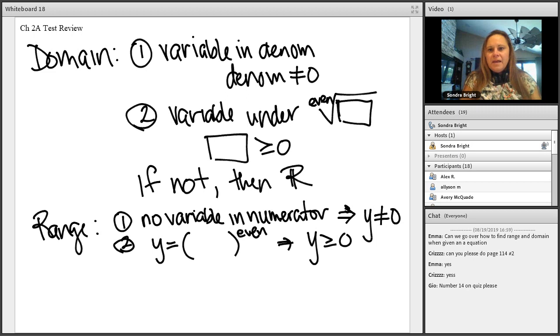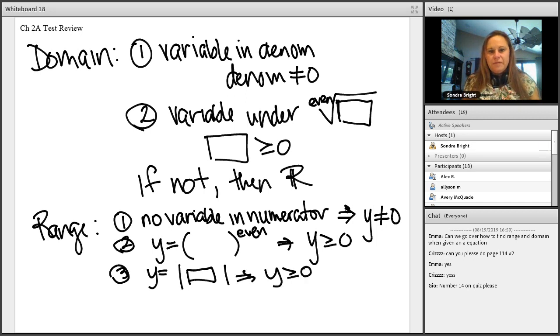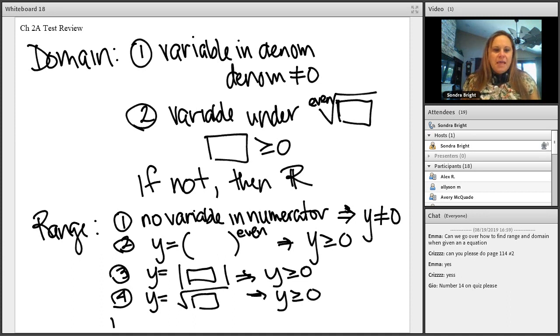If you've got y equals some kind of absolute value of something, well, y will always be greater than or equal to 0. What else? Y equals the square root of something. Well, y is only going to be greater than or equal to 0. And then if not any of these, then your range is all real numbers.